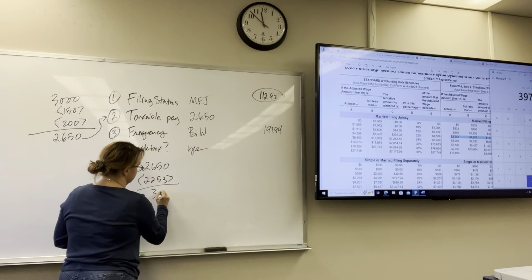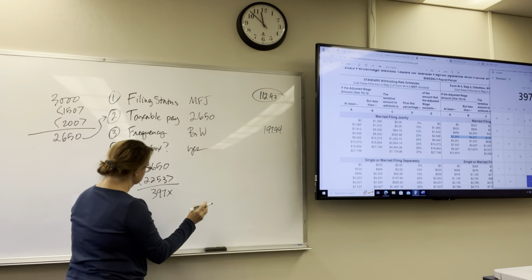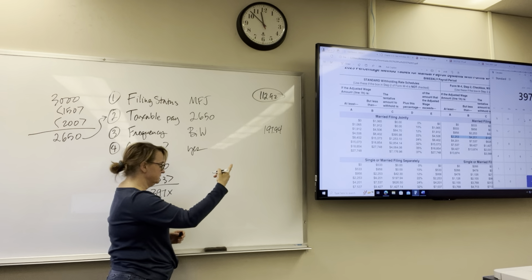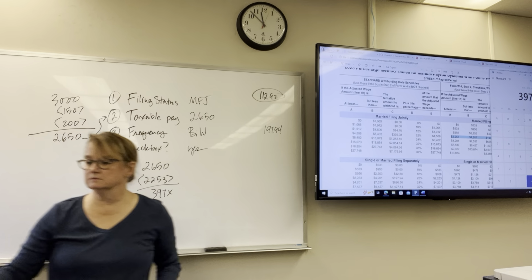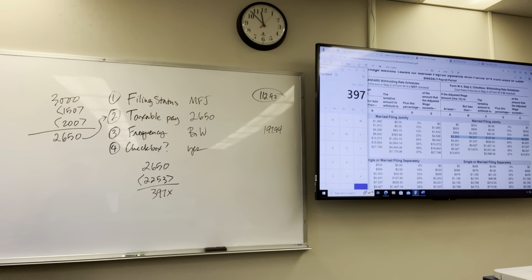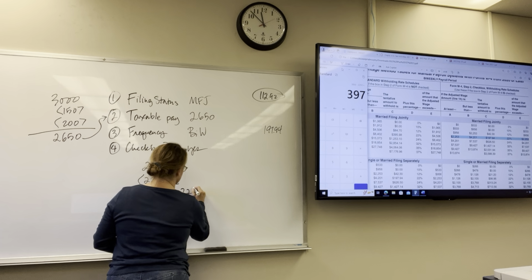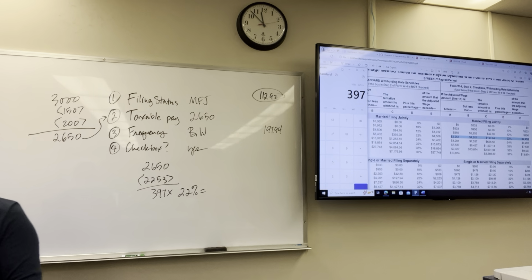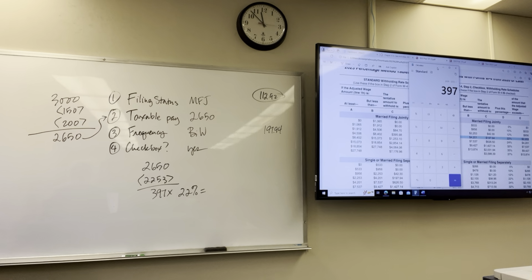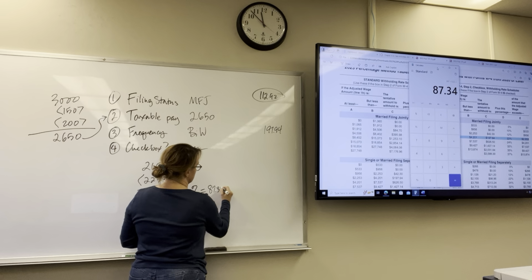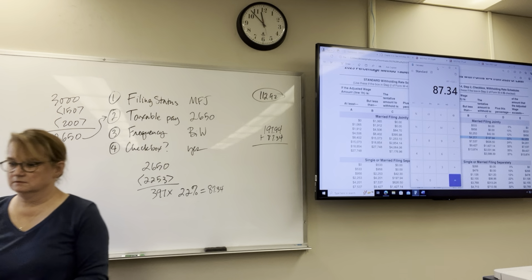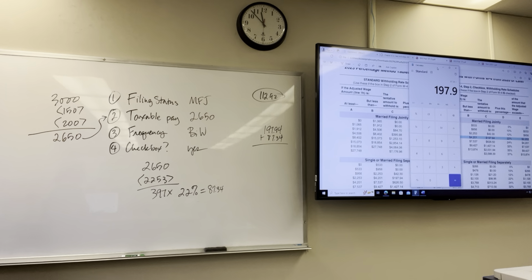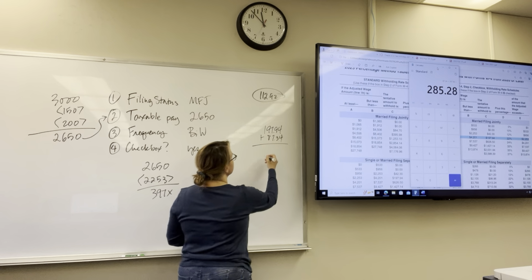$3.97 times what percentage was it? What percentage are we using? 22%. All right, 3.97 times 22% is 87.34. Adding the tentative amount gives $285.28.